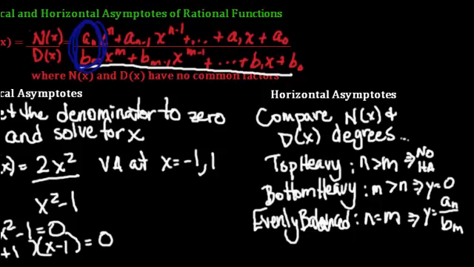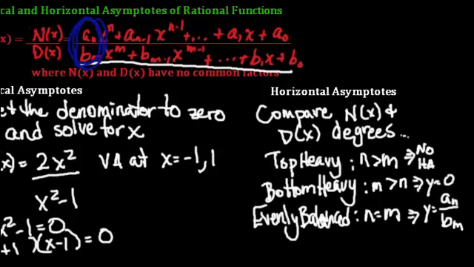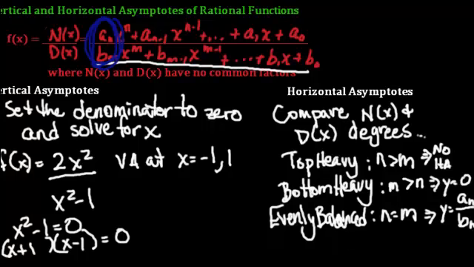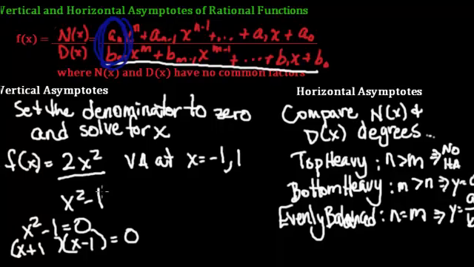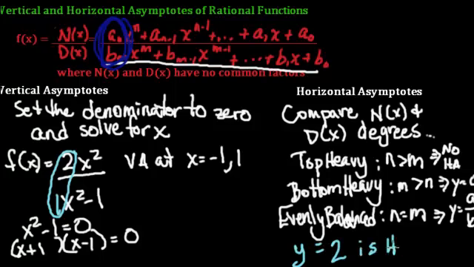So for an evenly balanced function, this ratio right here would be your horizontal asymptote. Let's look at our function that we just saw for horizontal asymptotes, and we see that it's evenly balanced. So I take the ratio of coefficients. There's an understood 1 here. So for my horizontal asymptote for this function, y equals 2 over 1 is my horizontal asymptote. We're going to look at several of these so we can figure out what's going on.